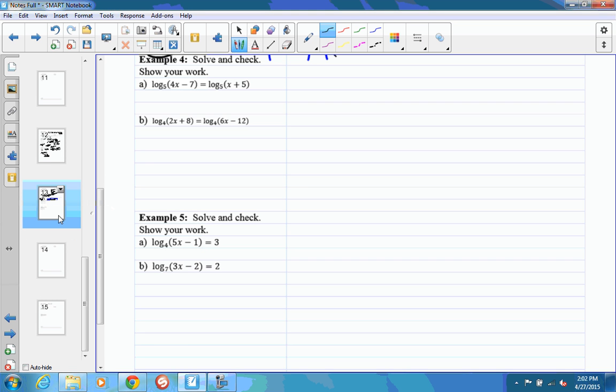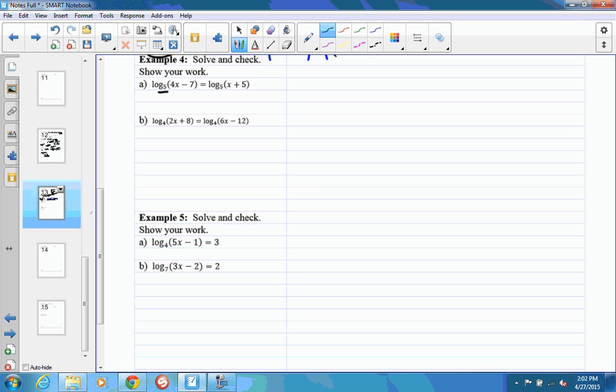Good. So this part is like the properties with exponents, where I said if my bases are the same, I can set my exponents as equal, right? It's the same for logarithms. If I have two logs and their bases are the same, and I'm saying that they're equal to each other, I can set the number I'm logging as equal.